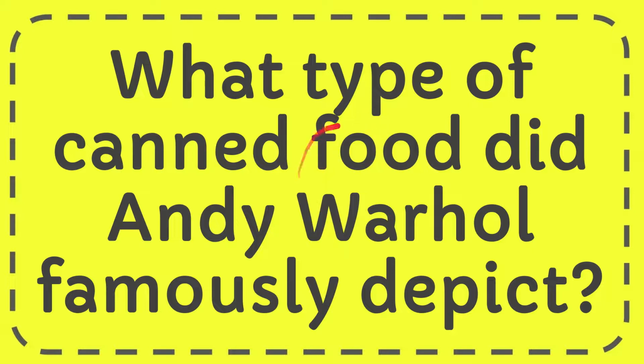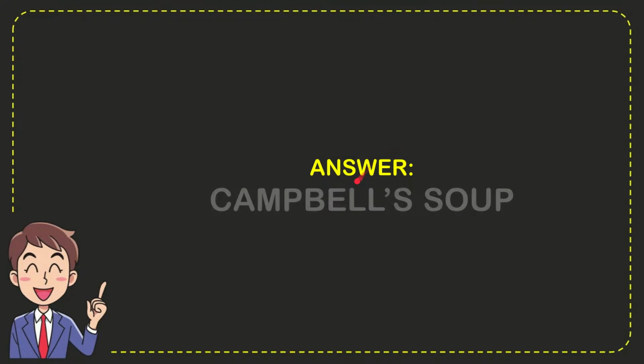In this video, I'm going to give you the answer to this question. The question is, what type of canned food did Andy Warhol famously depict? Well, I'll give you the answer for this question, and the correct answer is Campbell's soup. So that is the answer for the question.